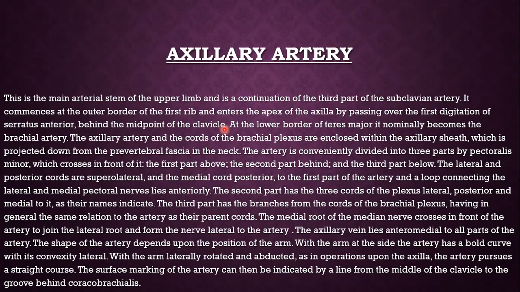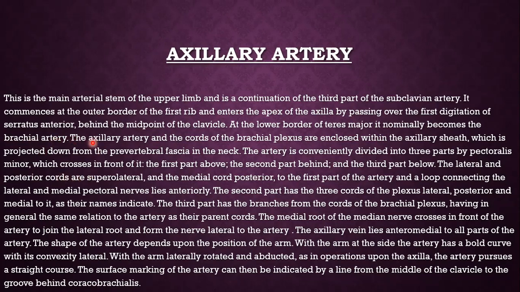axillary artery. Now, at the lower border of teres major, it normally becomes brachial artery. So the axillary artery usually extends from the outer border of the first rib to the lower border of teres major. After crossing the lower border of teres major, it changes its name to brachial artery.